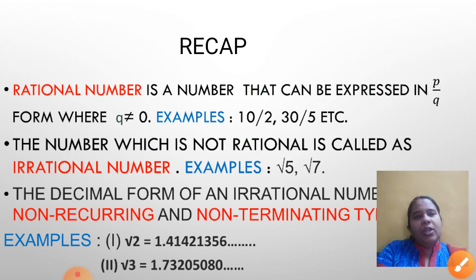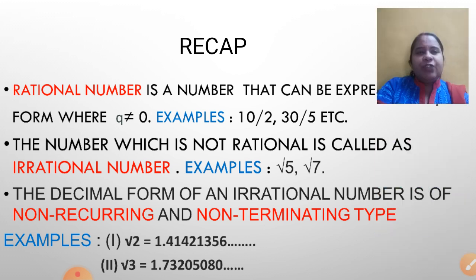Then we have defined what irrational numbers are. Irrational numbers are those numbers which are not rational, like root 5, root 2, root 7, etc. The third point which we had learned is that the decimal form of an irrational number is non-recurring and non-terminating. What is the meaning of this? When I divide a fraction, if the division doesn't come to an end, nor does the remainder repeat itself, then that is non-recurring and non-terminating. All such numbers are irrational numbers. Okay, so all this we have finished.